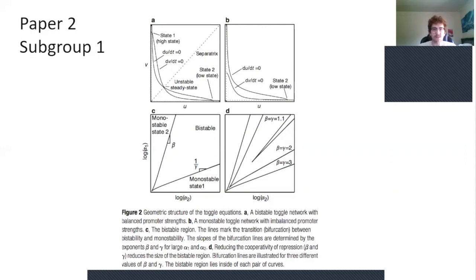Therefore, since the stable state of the toggle arises from a mutually inhibitory arrangement of the repressor genes, a larger cooperativity value will further help the repression and therefore better the mutually inhibitory arrangement. And this can all be seen in figure 2D, where a reduction in beta and gamma leads to a smaller bistable region. Visually, this is portrayed here where beta and gamma are equal to 3. We see the broadest bistable region, and then it's smaller for a value of 2, and then the smallest bistable region for a value of 1.1.